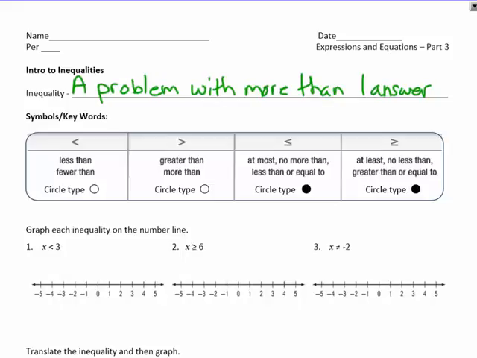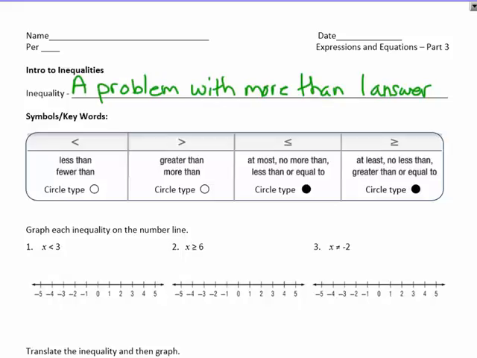For example, report cards just came out a little while ago, and in order to make honor roll, you had to have a 90 or higher. That's an inequality. There isn't just one grade that will get you on the honor roll. There's several. So we have some symbols that we use. We have less than, greater than, less than or equal to, greater than or equal to, and it gives it to you in words. This means less than or fewer than, and so on.